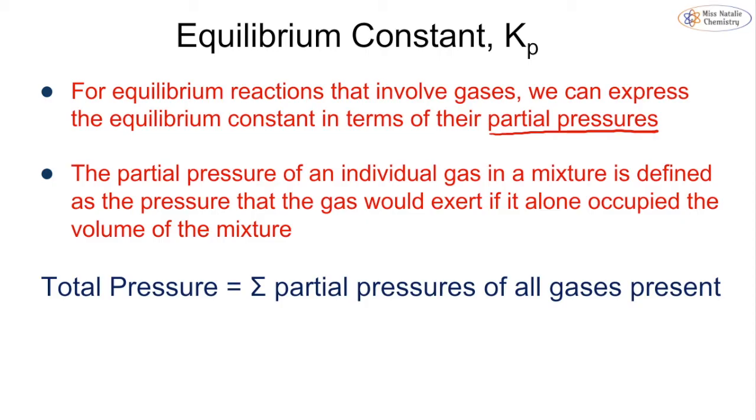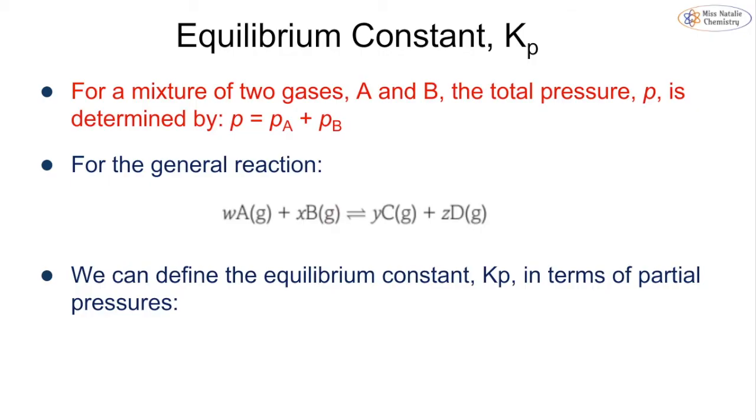So we're taking into account the fact that we have this mixture of gases, and we're trying to figure out for each of the gases what pressure they would have if they were on their own. And the way that we do this to find our total pressure is the sum of all of our partial pressures. So we can now relate the total pressure to the pressures of the gases that make up the mixture. So for a mixture of gases A and B, we say that the total pressure, P, is determined by the partial pressure of A plus the partial pressure of B.